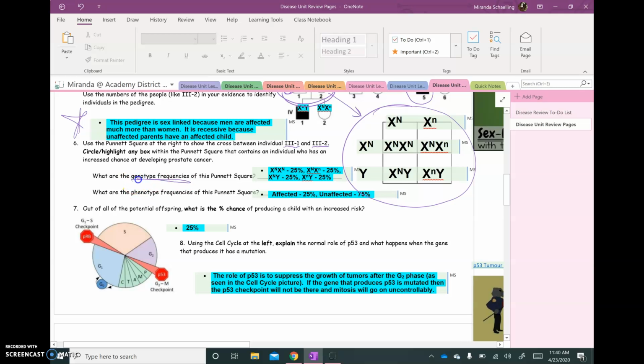And then genotype frequencies, remember these are the letters. And phenotype frequencies, this is the physical traits. Okay, and then what is the percent chance of producing a child with increased risk? That's going to be 25%, because the only child that's going to be affected is this boy right here.